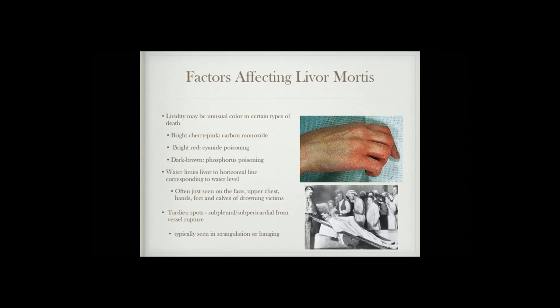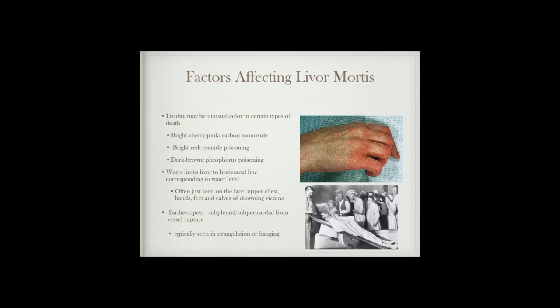Second, drowning victims will exhibit a unique pattern to lividity. The pooling blood will tend to line up with the water level as the water provides a buffer to the gravitational pull. This means you'll likely see a horizontal line across the entire body, with the likely locations being the face, upper chest, hands, feet, and calves.